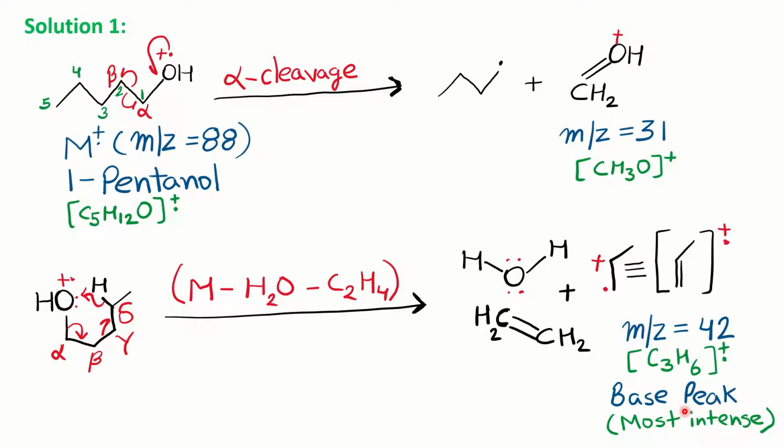What is the base peak? The base peak is the most intense peak in the mass spectrum. And how can we say this should be the base peak? The intensity is always governed by the stability of cations. So the higher the stability of the cation, the more intense the peak will be, and the most intense peak will be considered the base peak. So these are the two methods we have seen, alpha cleavage and M minus H2O minus C2H4 here, because two carbons are going to be released with four hydrogens. So we have seen one more fragmentation method here.